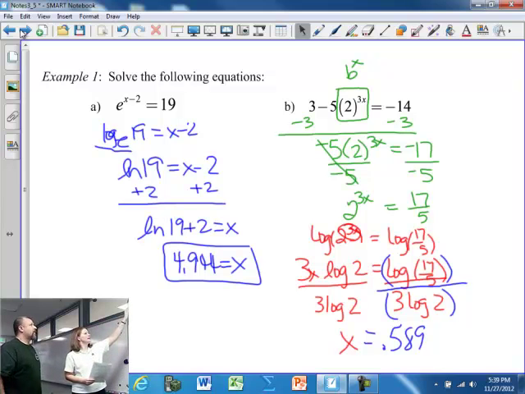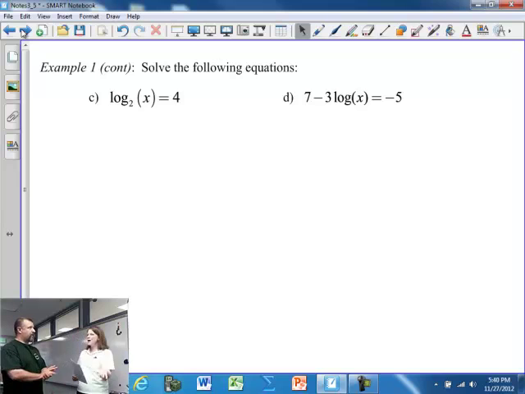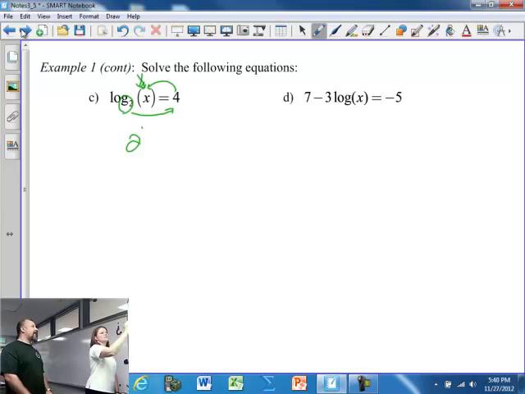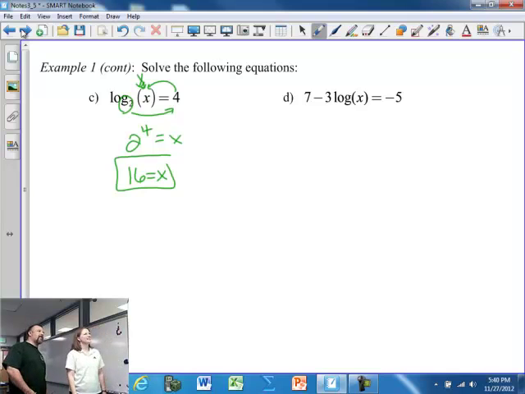All right, next one. So these two were exponential. What do we notice now? We're solving for x, but x is inside of a log. We need to undo the logarithm, and what do we do to undo a logarithm? We change it into exponential form. So we have 2 to the 4th equals x. We're done. That's 16.